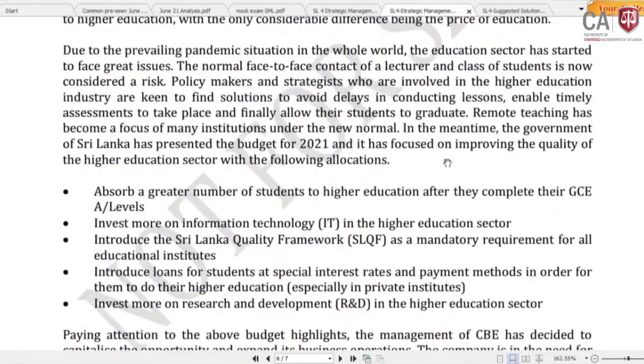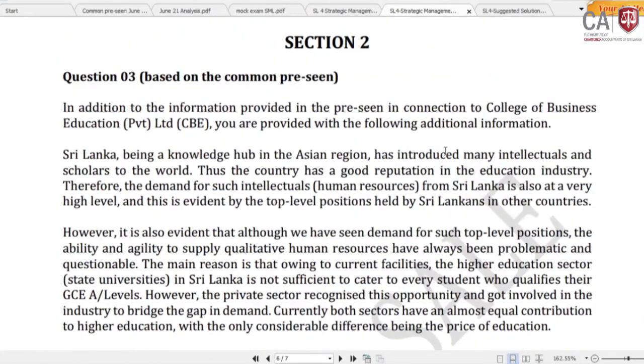So, then I will look at the unseen part given. So, you know what is happening under the unseen. More information is given, maybe an extension of the information given under the pre-seen. So, we look at this unseen part. In addition to the information provided in the pre-seen in connection to College of Business Education Private Limited, CBE, you are provided with the following additional information.